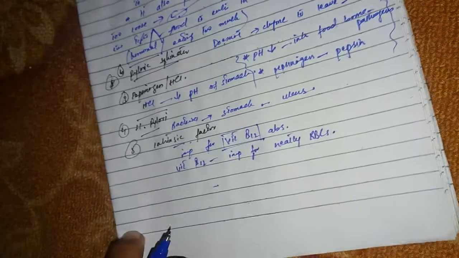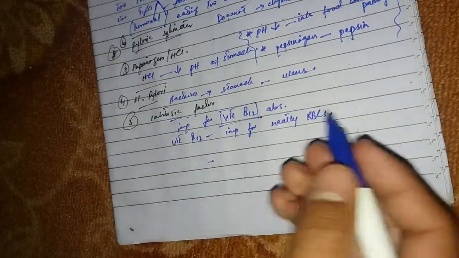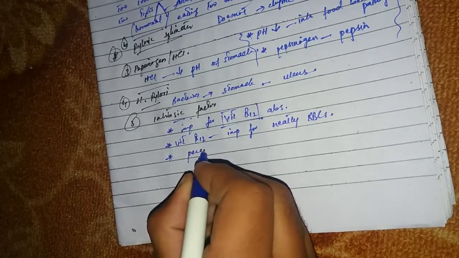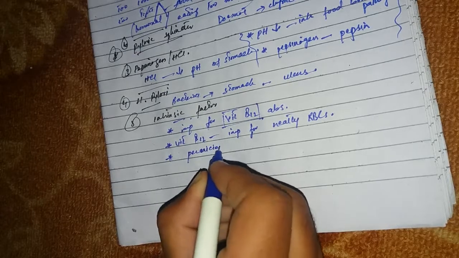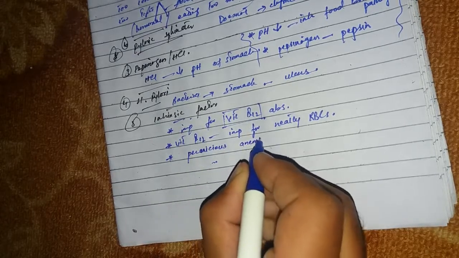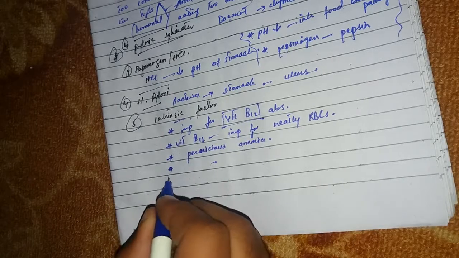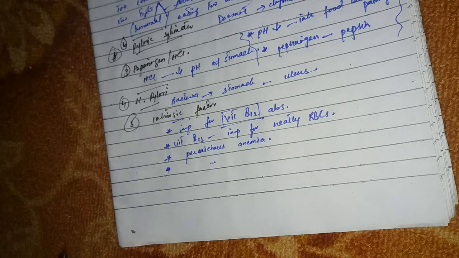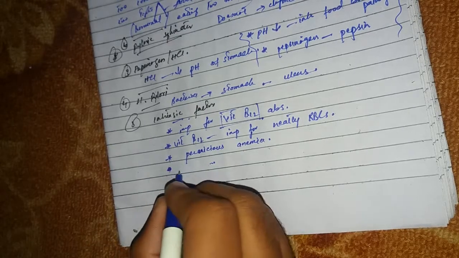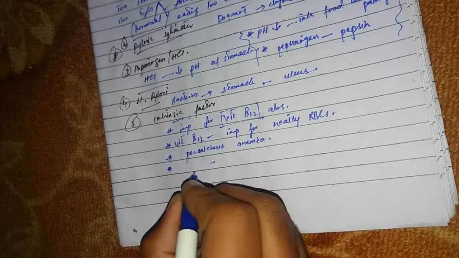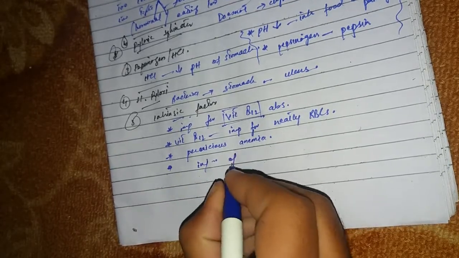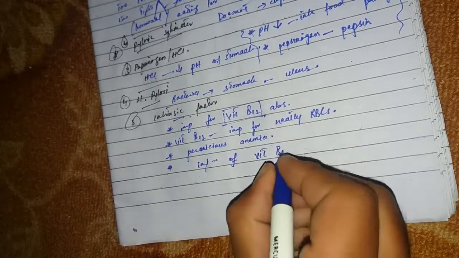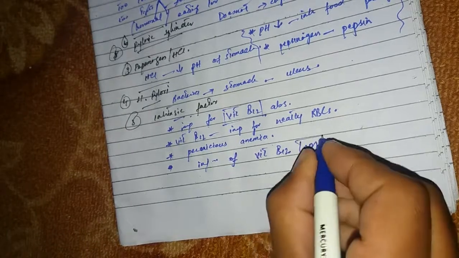And what if vitamin B12 is not present in sufficient amount? Then a disease known as pernicious anemia will occur. That is why it is very important. And what if intrinsic factors are not available in our body in sufficient quantity? Then we have to take injections of vitamin B12 intramuscularly.